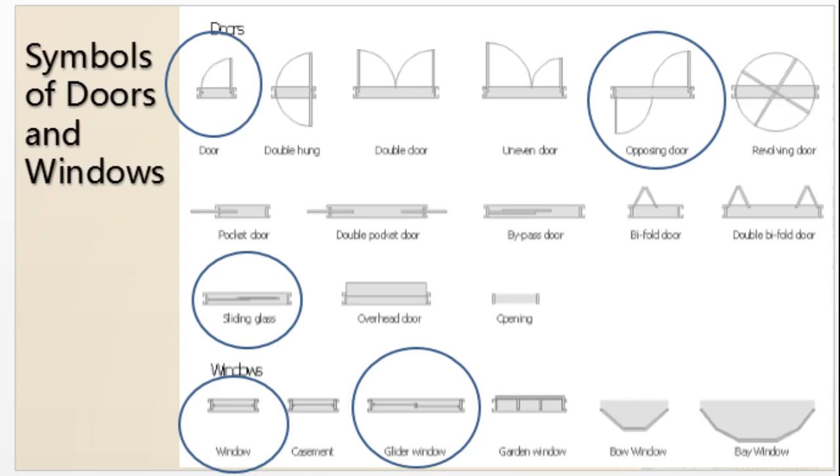there are different symbols of doors and windows we generally use in our drawing. So as you can see, there are doors. We generally use this kind of doors, very typical used doors. There might be crossing doors as well, or sliding glass as well. Window, typically we use this kind, or glider window might be there, and other less commonly used door and window types are also given there.